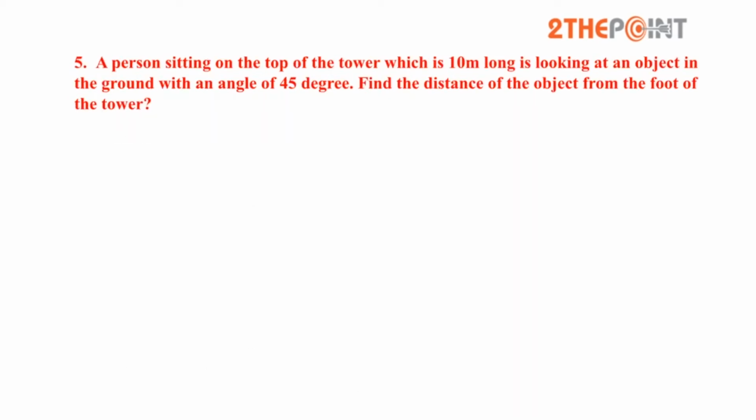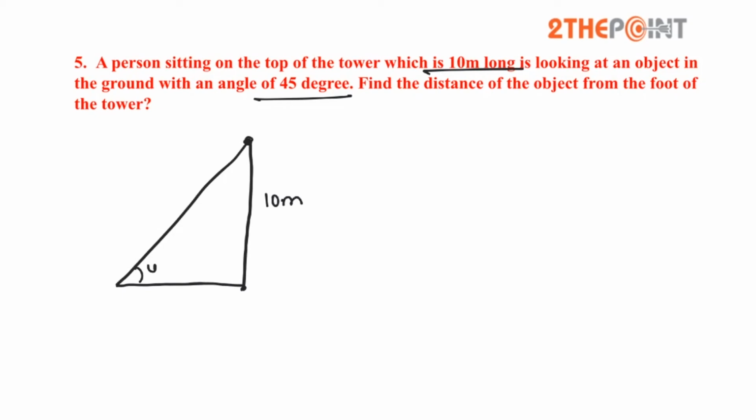A person sitting on top of a tower, which is 10 meter long, is looking at an object on the ground with an angle of 45 degree. Find the distance of the object from the foot of the tower. Here the angle of depression is 45 degree. So draw the diagram. Assume this as a tower which is 10 meter long. A man is sitting here and he observes an object on the ground which makes 45 degree with the horizontal. The horizontal for this is the eye point.